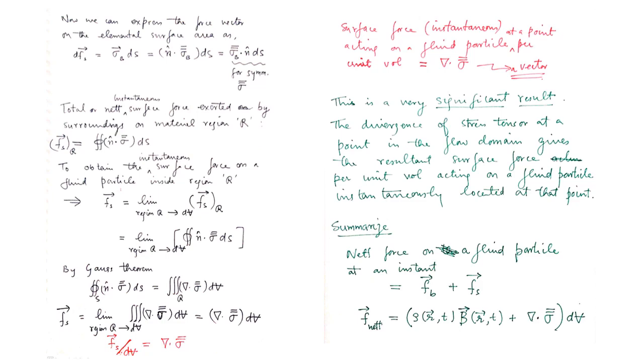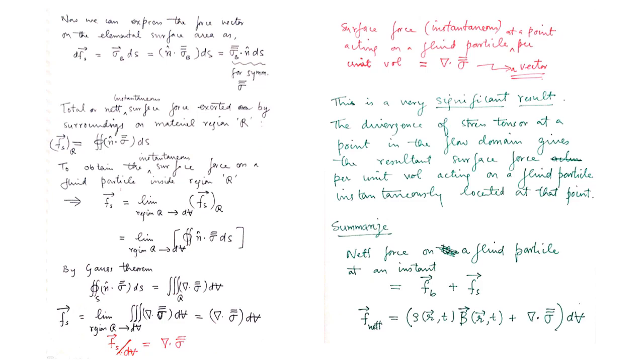And by now we are already aware that the divergence of the stress tensor is a vector, and it should be a vector because I am talking of surface force. Even if we talk per unit volume, it should still be a vector. So, to conclude, this is a very significant result. The divergence of the stress tensor at a point in the flow domain gives the resultant surface force per unit volume acting on a fluid particle instantaneously located at that point. What's written in green is the crux of the story that we have scripted so far.